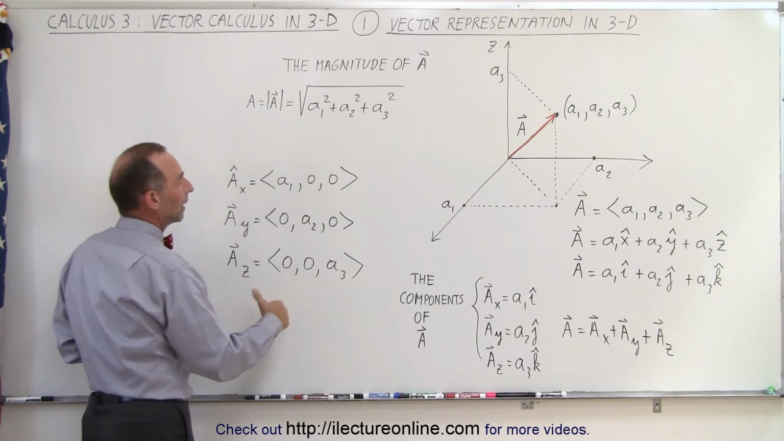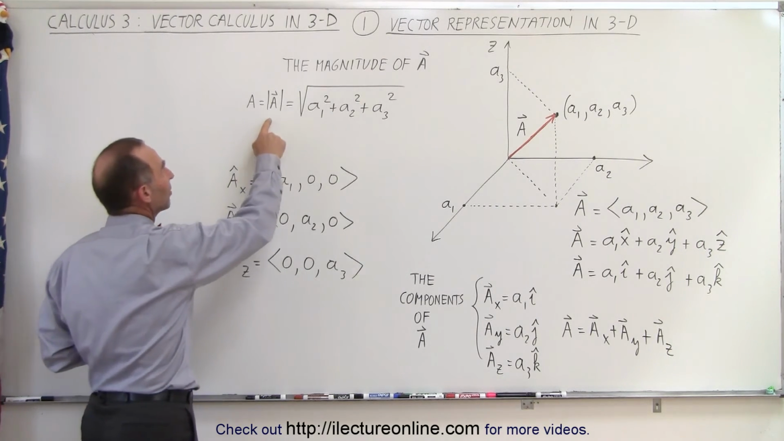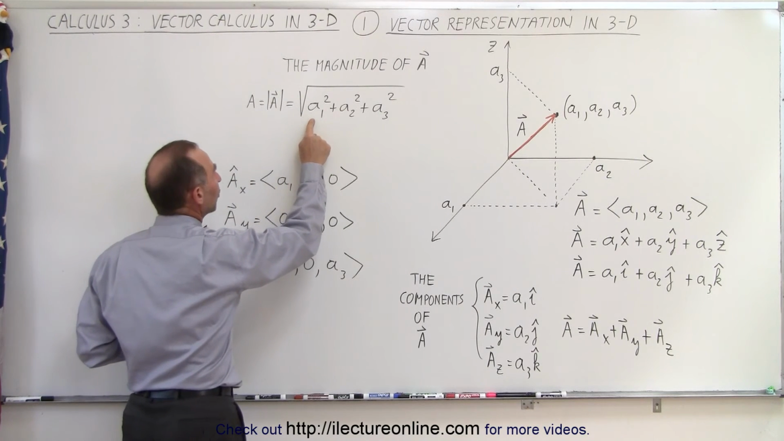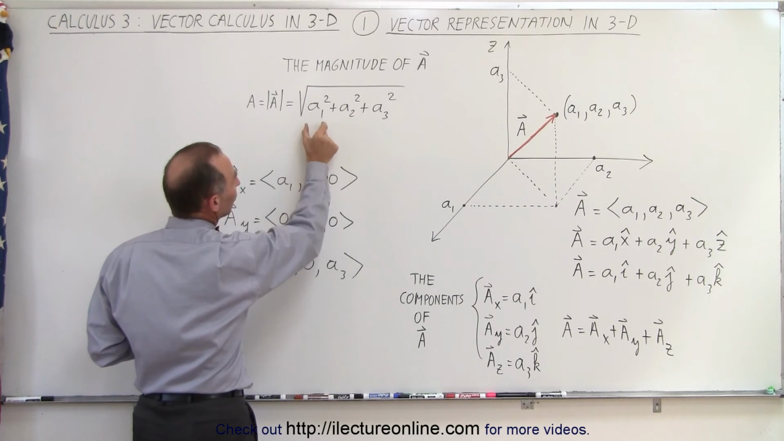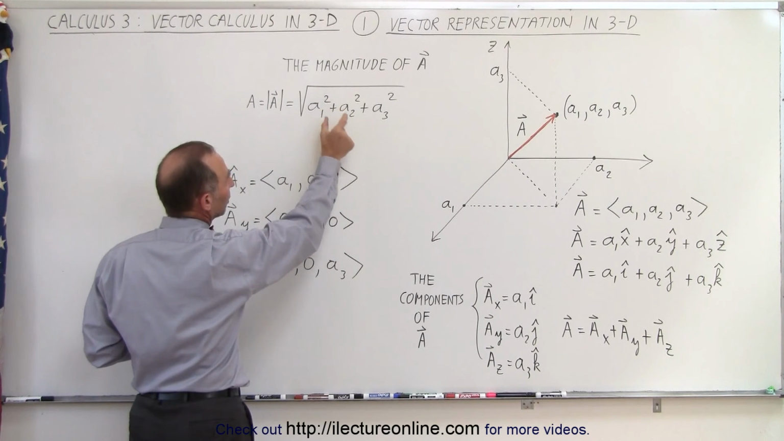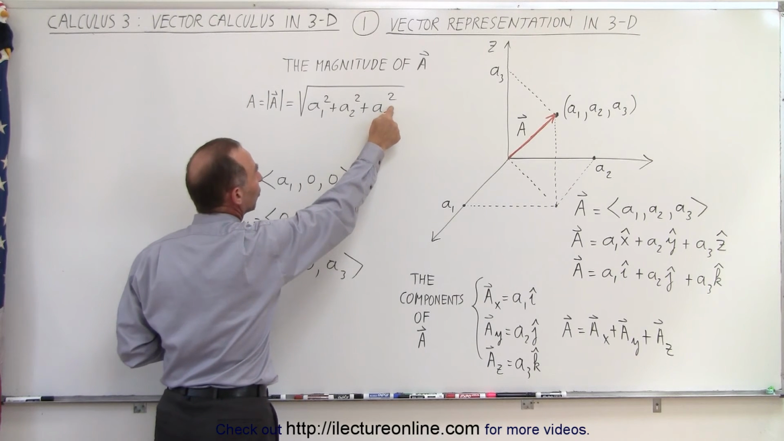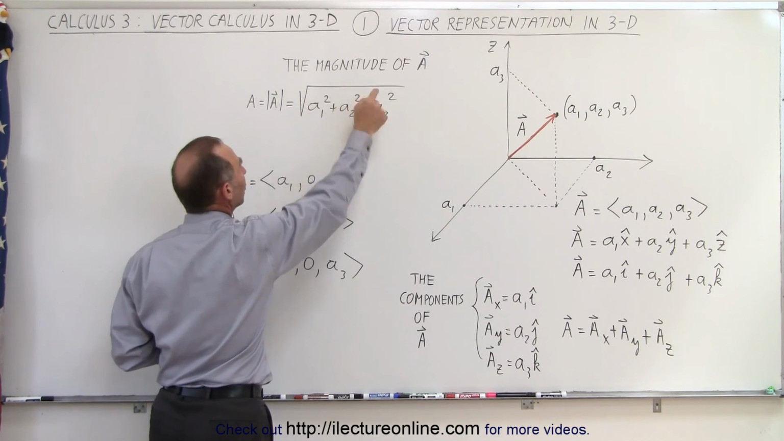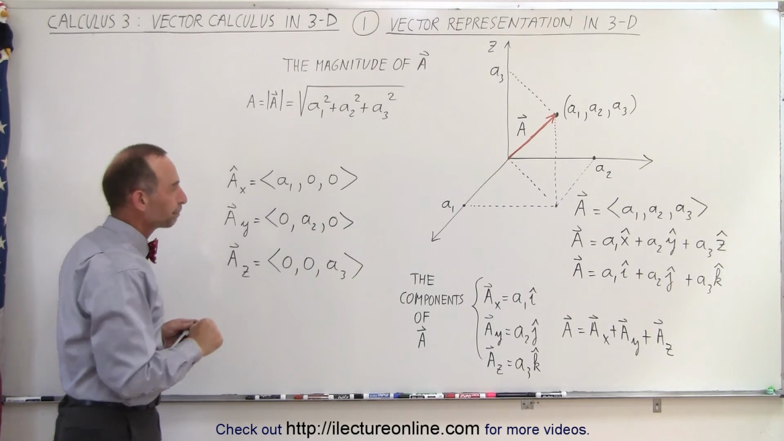And if you want to know the magnitude of the vector, that can be found by simply taking the square root of the sum of the squares of the magnitudes of the individual three components. This is the magnitude of the x component squared, the magnitude of the y component squared, and the magnitude of the z component squared. Add them all together, take the square root, that gives you the magnitude of the vector, and this is how we can write that.